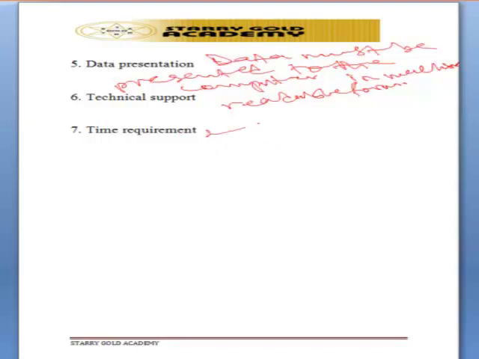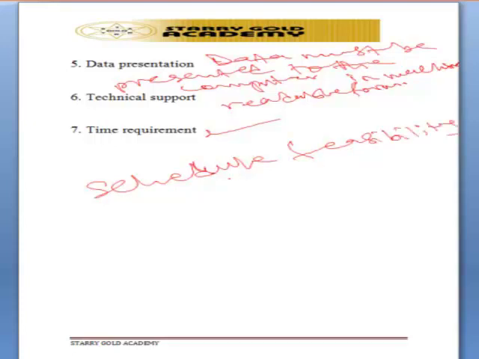So the next one is time requirement. We have to look at the time it will take an organization to actually develop a new system. That is why, by the time we want to develop a new system, there's something called feasibility study, which we are still going to discuss. But among this, when we talk of feasibility, one of the types of feasibility is what we call schedule feasibility.